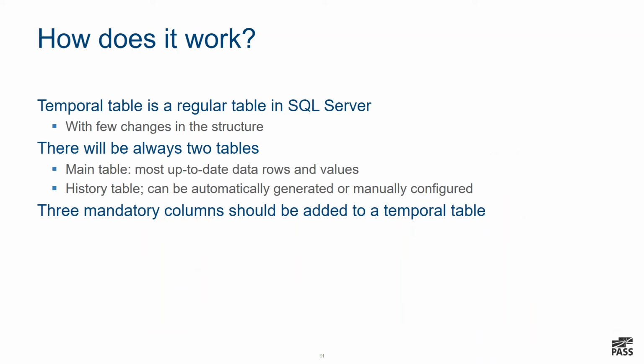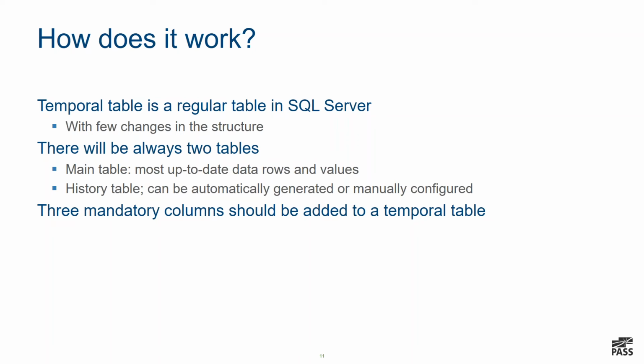So how does this work? As I mentioned, a temporal table is a regular table in your SQL Server. You can create that by even right-clicking in your Management Studio or with a script that I will show you later. There will always be two tables: the main table for keeping the most up-to-date records, and a history table that can be automatically generated, or you can configure that yourself, especially when you are dealing with a data warehouse. It is better to configure that and build that yourself.